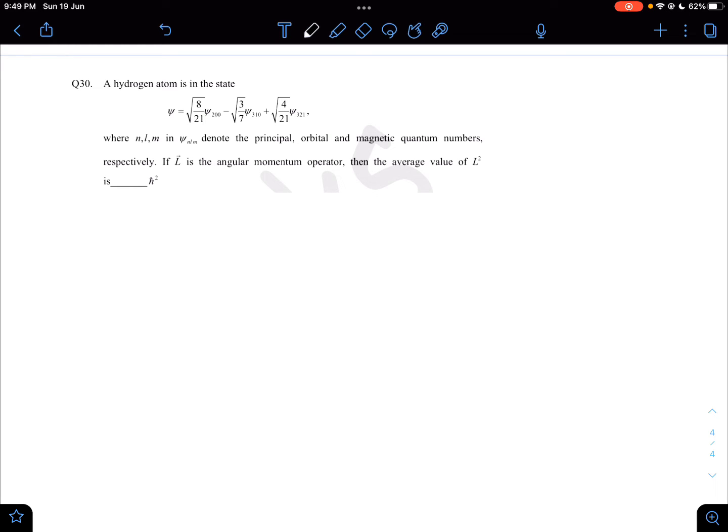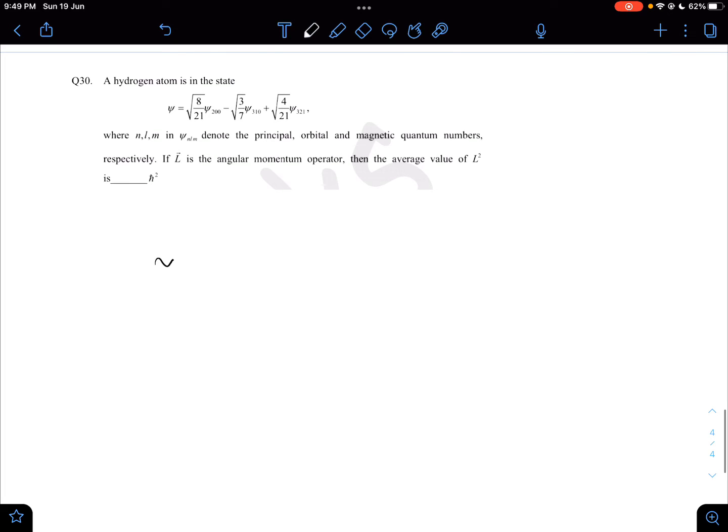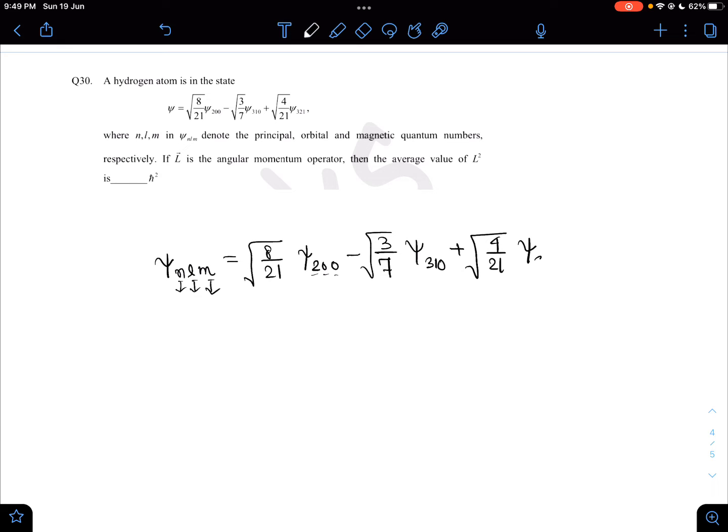The problem states that we have a hydrogen atom in the state psi. Generally a hydrogen atom wave function is represented by the quantum numbers n, l and m. This is the principal, this is the azimuthal, and this is the magnetic quantum number. This psi is given by root under 8 by 21 psi 200, then root under minus 3 by 7 psi 310, and root under 4 by 21 psi 321. So this is our given wave function of a hydrogen atom.